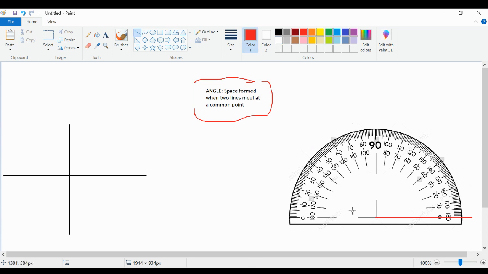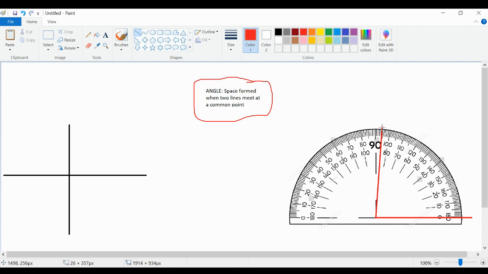So you can start on either side. You could start your line over here to the left, or you could start it over here to the right, like I did with my red line. Now, if you're starting it over on the right, you want to make sure that your zero is on the line that you're starting with. Because if we then go up to 90, it will be accurate.